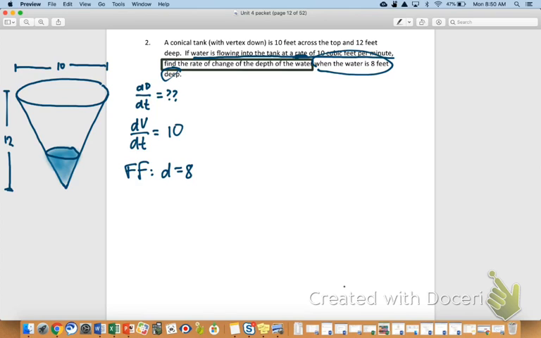Okay, so I'll give you a moment here to think this through. We're trying to come up with our relating equation. It's got to involve the fact that we've got a cone, and there's depth, and there's volume. Can anybody think of what might relate all this stuff together? What do you think, Hunter? The difference between the two volumes.